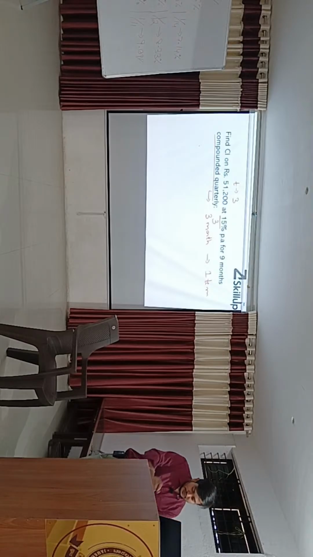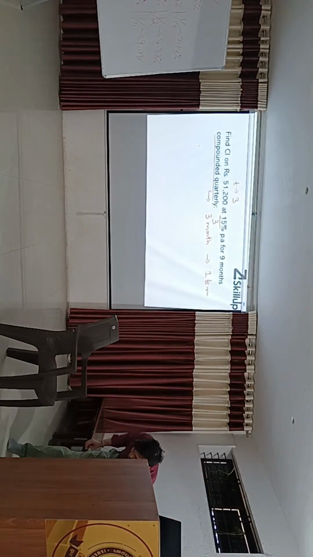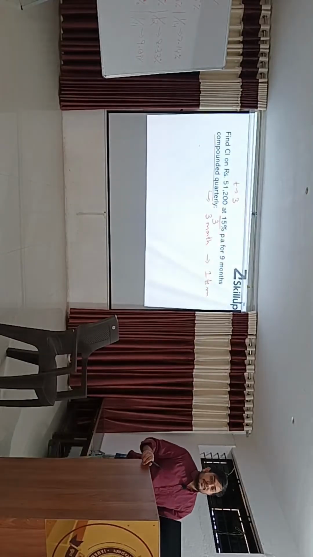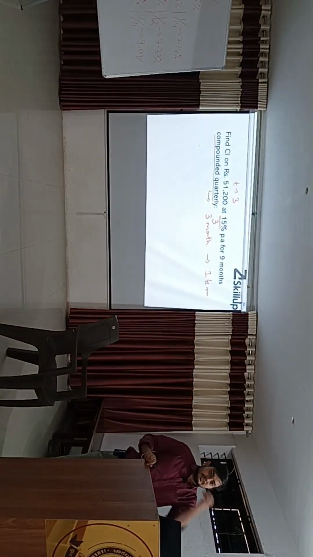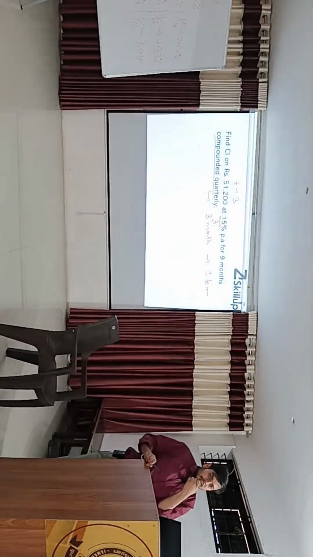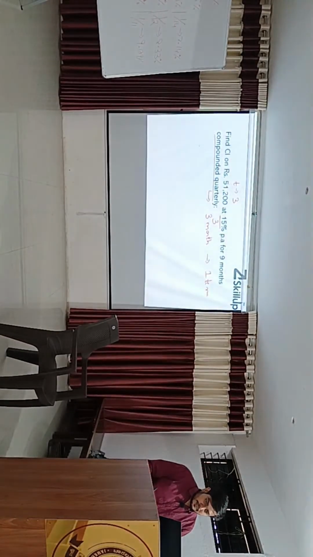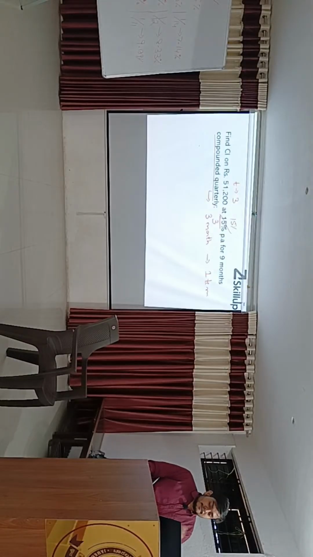15 by 3. Yes, I know. 5% rate of interest for every 3 months. For example, 5 3s are 15. Quarterly means R by 4, no? Okay, 15 by 4.